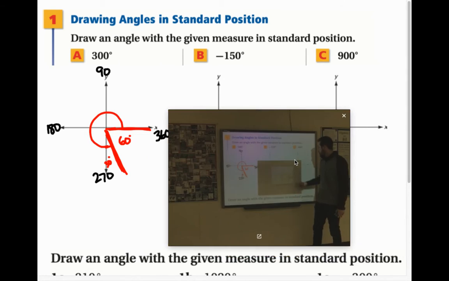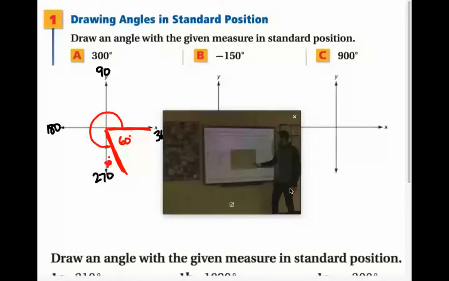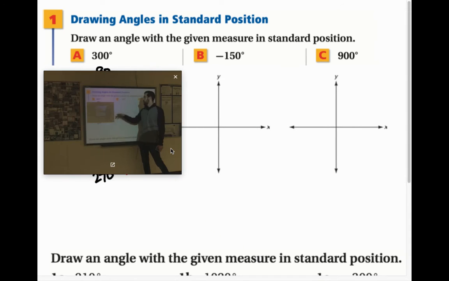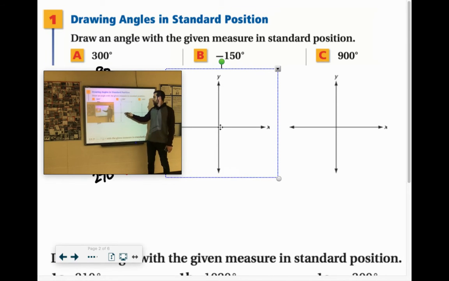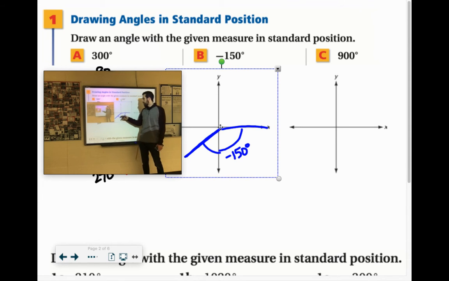Negative 150 degrees. Let's make myself smaller here. So negative dips down. From this line over here, we're going to go down to 90. And then half the circle would be 180, so we can't go all the way there. So 90 plus 60 would give us that. So you could say this is negative 150 degrees. And you could label the parts you need.